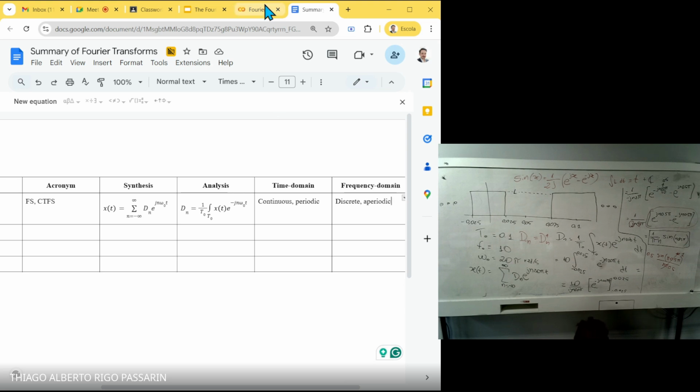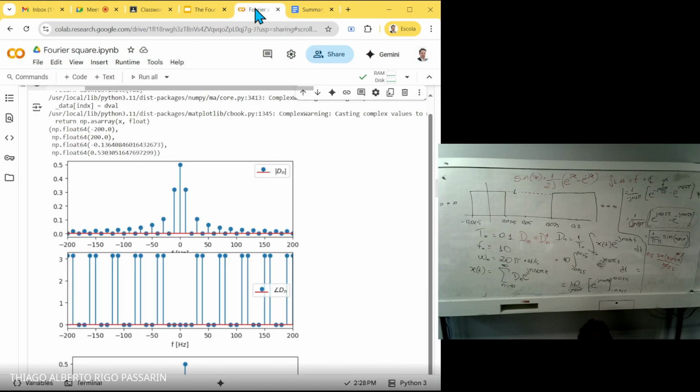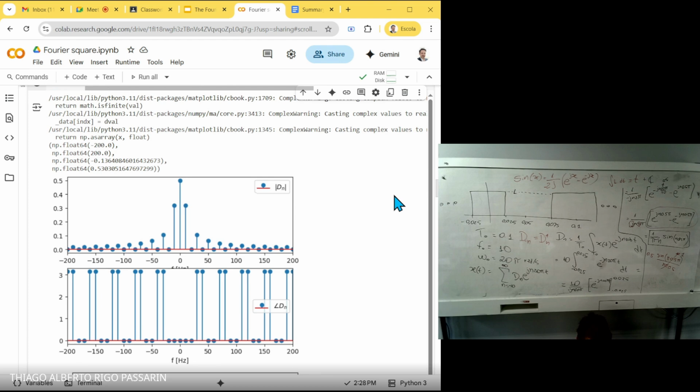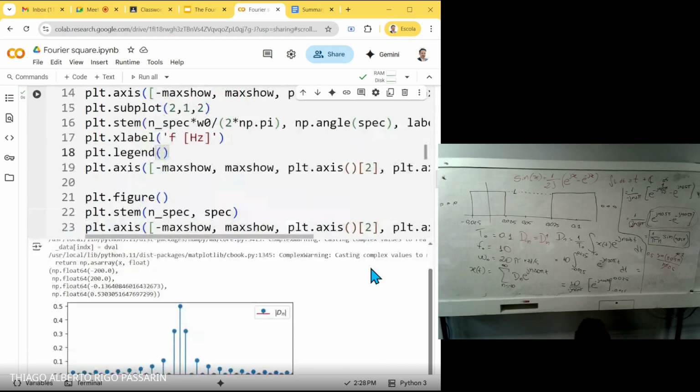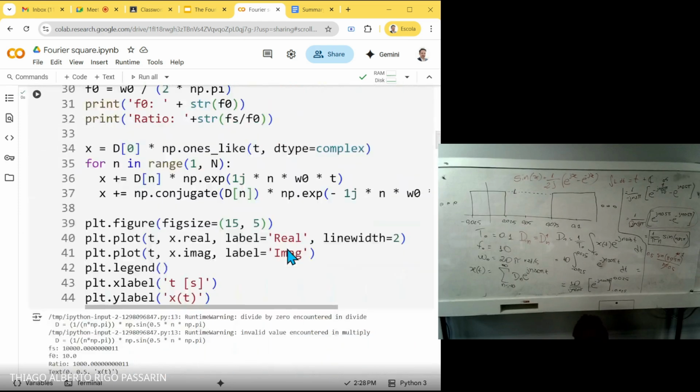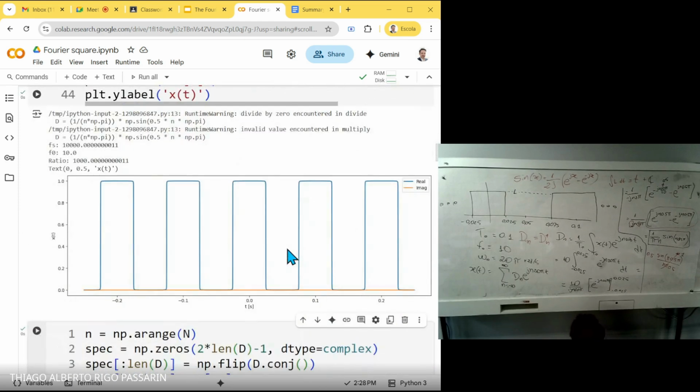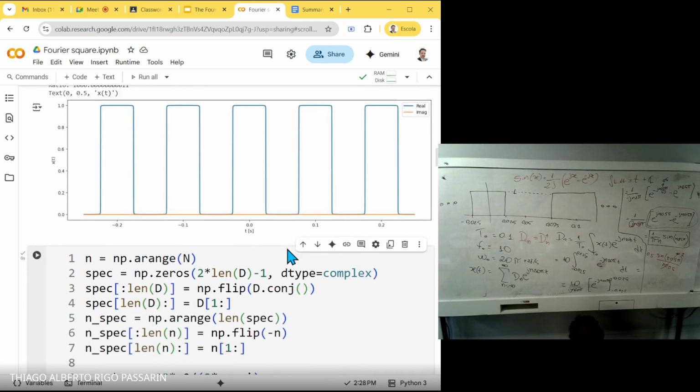So that's it for Fourier series. No, there are more other things. So it seems like I did a perfect representation of the signal here, but I didn't. I do need the infinite set of vectors of the basis to represent this signal here.